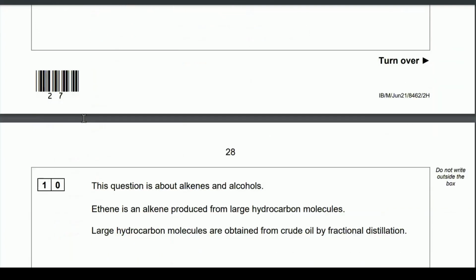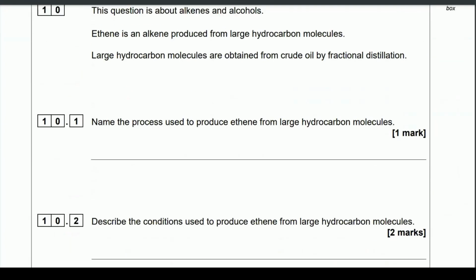Last question. Finally, question 10. The question is about alkenes and alcohols. Ethene is an alkene produced from large hydrocarbon molecules. Large hydrocarbon molecules are obtained from crude oil by fractional distillation. Name the process used to produce ethene from large hydrocarbon molecules. And this is cracking. So cracking is when you take large hydrocarbon molecules and you split them into smaller ones.